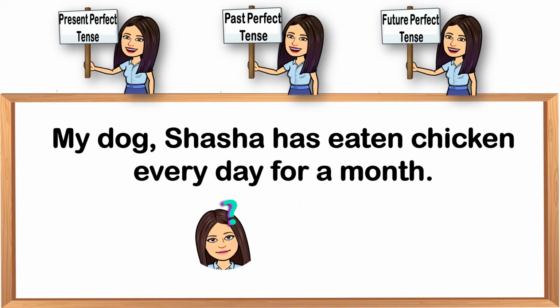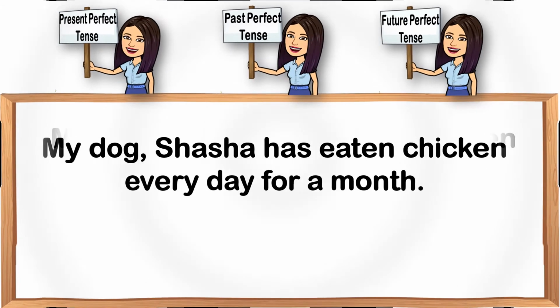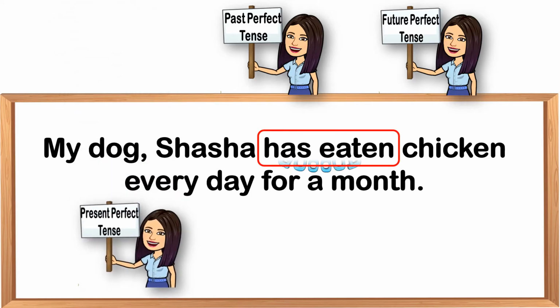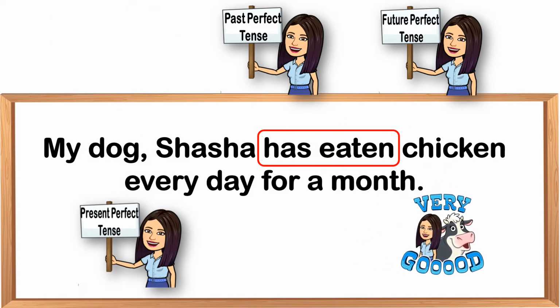My dog Shasha has eaten chicken every day for a month. The verb phrase is has eaten and it is in the present perfect tense.